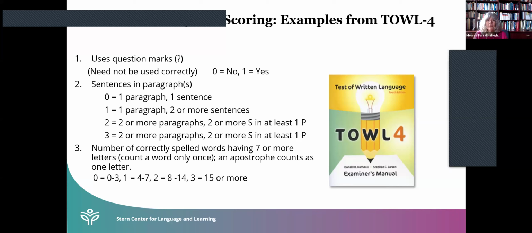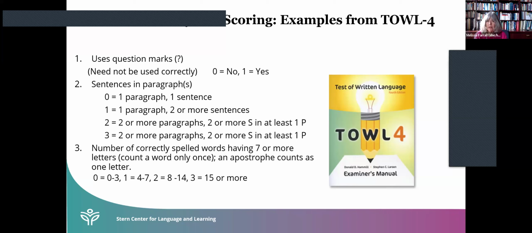So it may ask you to look at sentences and paragraphs. And remember, longer tends to be better in quality. So you might assign 0 points to a paragraph that consisted of 1 sentence, 1 point to a paragraph that consists of 2 or more sentences, 2 points to 2 or more paragraphs, 2 or more sentences, and at least 1 paragraph. See, now we're getting into that length thing.